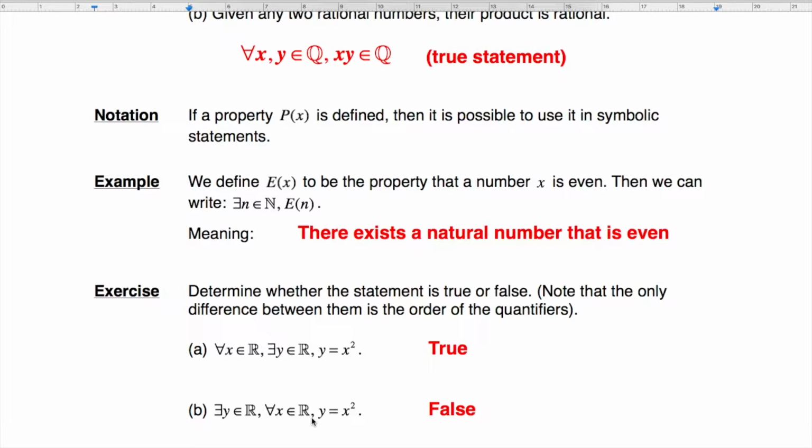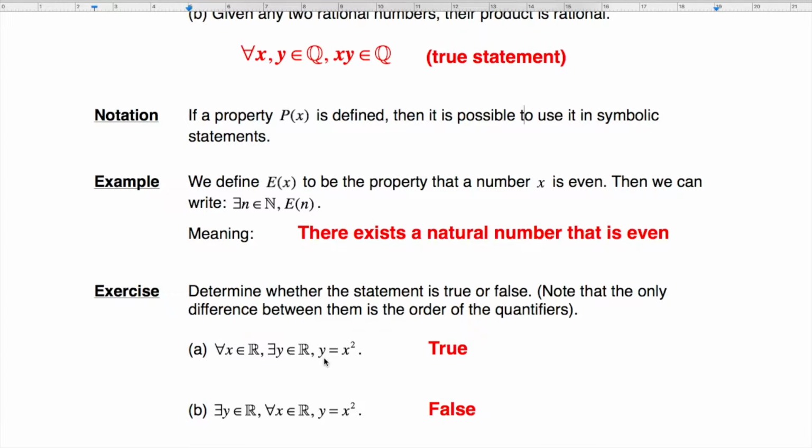So let's read the first one again. For any real number x, there exists another real number y such that y is equal to x squared. That's true. I can pick any number, let's say 3, then there exists a number y such that 3 squared equals that number. So it happens that y needs to be equal to 9. It exists. I can find a y that satisfies what I was hoping for.